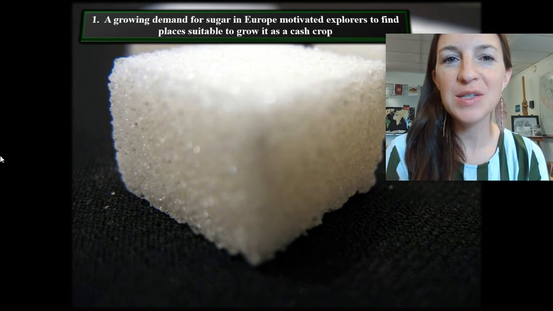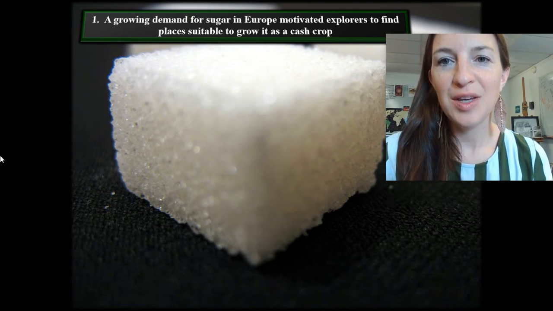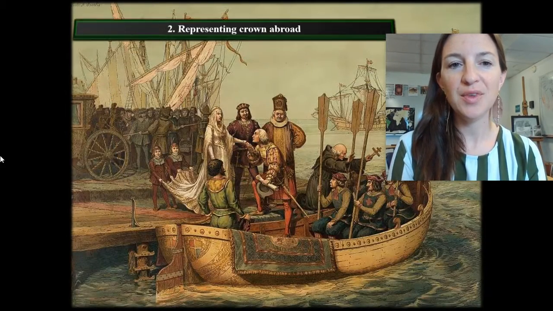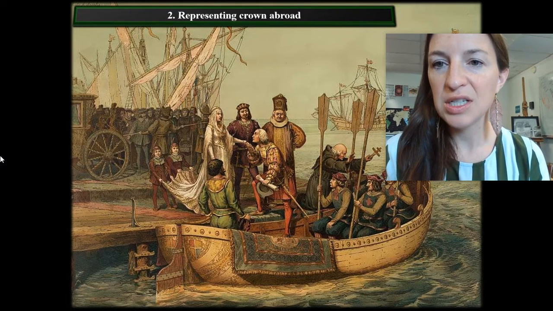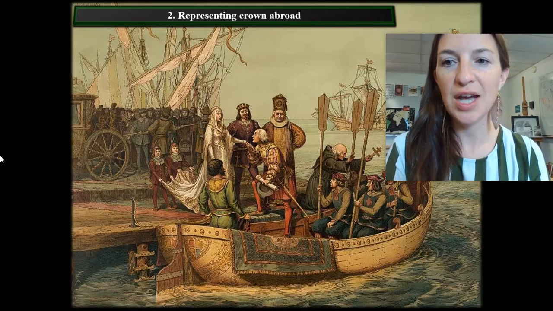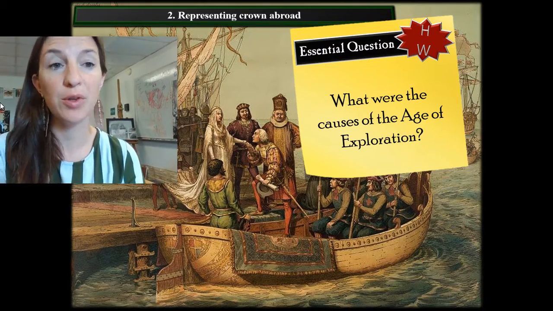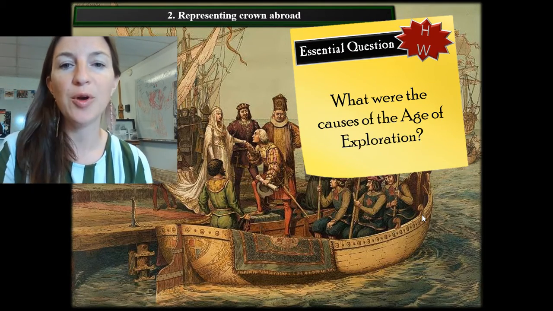Number 1, a growing demand for sugar in Europe. So it's the sweet tooth that is at fault, motivated explorers to find places suitable to grow sugar as a cash crop. Number 2, the various royal leaders wanted to be represented abroad and wanted to have their status increased. An essential question to think about is, what were the causes of the Age of Exploration? Sugar, representing the crown abroad.